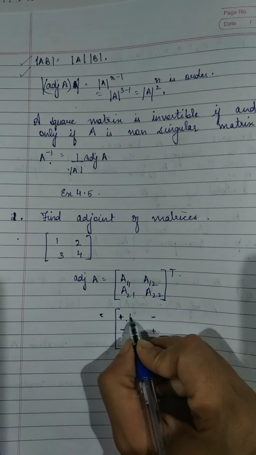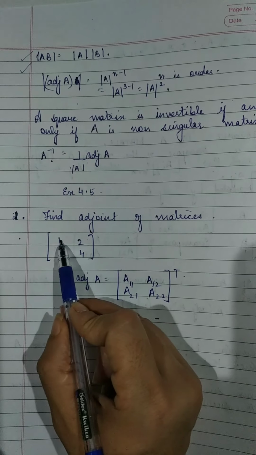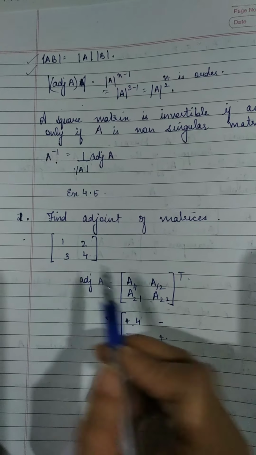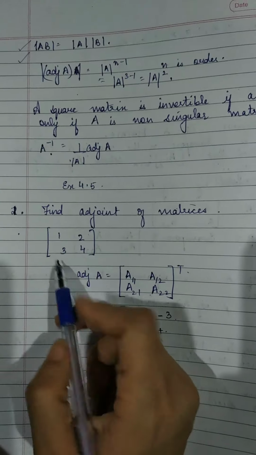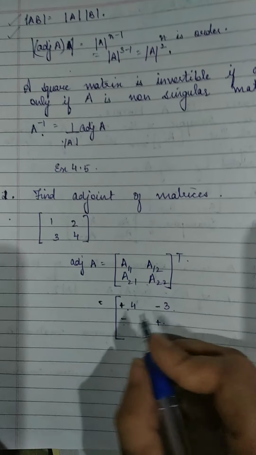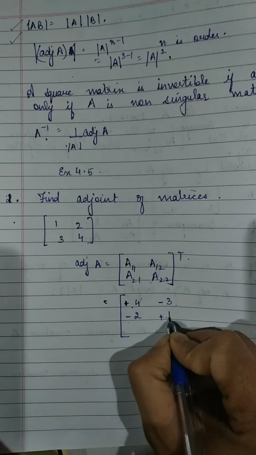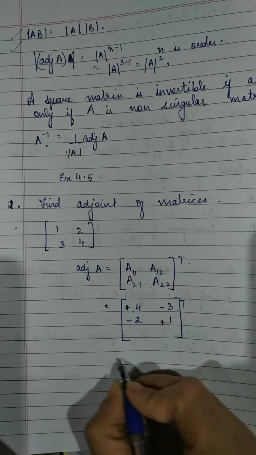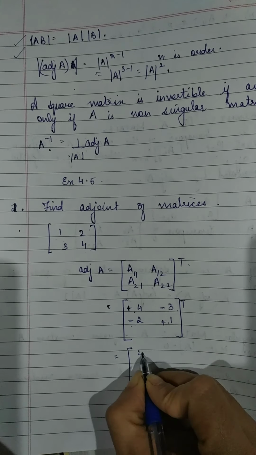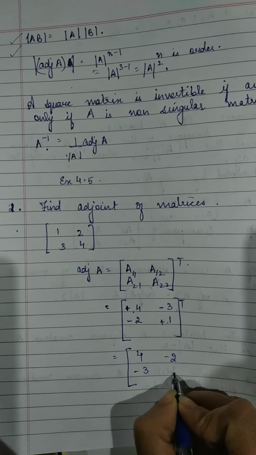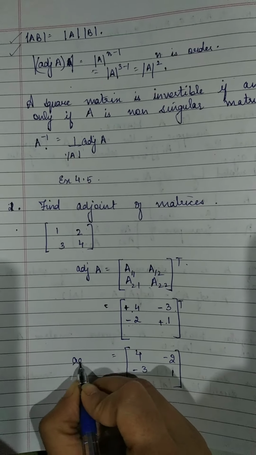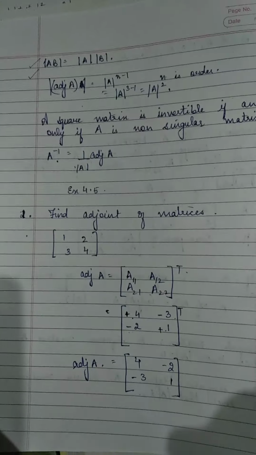So this is 4. Likewise for this element, eliminate the row and the column. So this is 3. Likewise, eliminate this. So this is 2. And then eliminate this. So that's 1. Now we have to find out its transpose. So that is 4, minus 3, minus 2, and 1. That is adjoint of A.